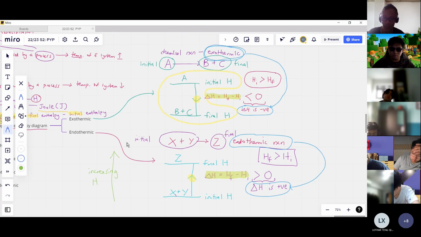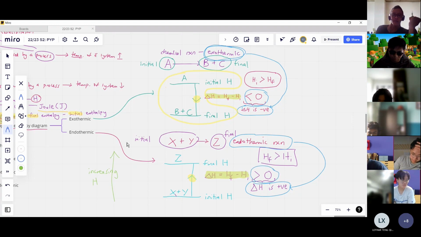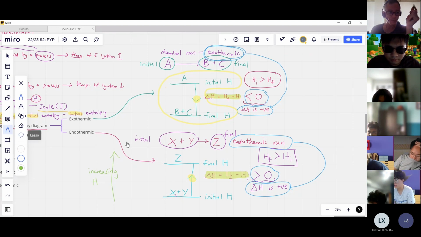And again, in the exam, they may write this. In fact, most likely they will write less than 0. So make sure you recognize that this is negative and this is positive. Okay, questions, anyone? Hopefully you notice, this is the energy diagram for an endothermic reaction.